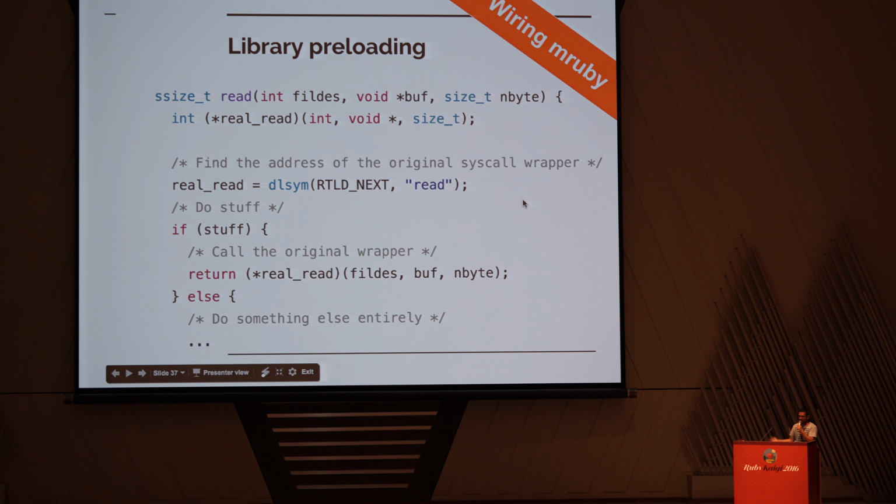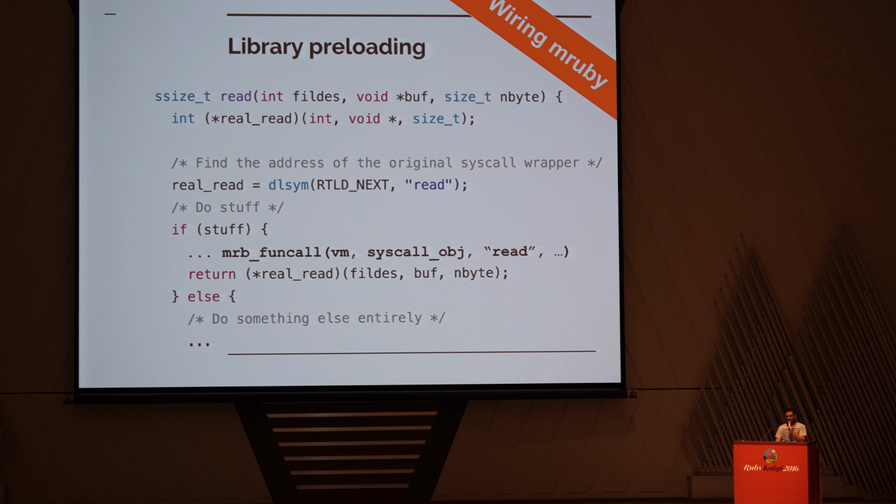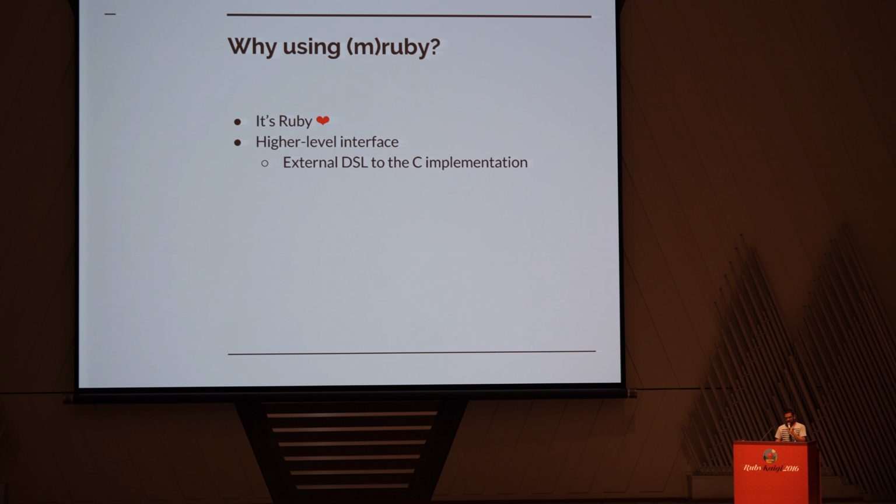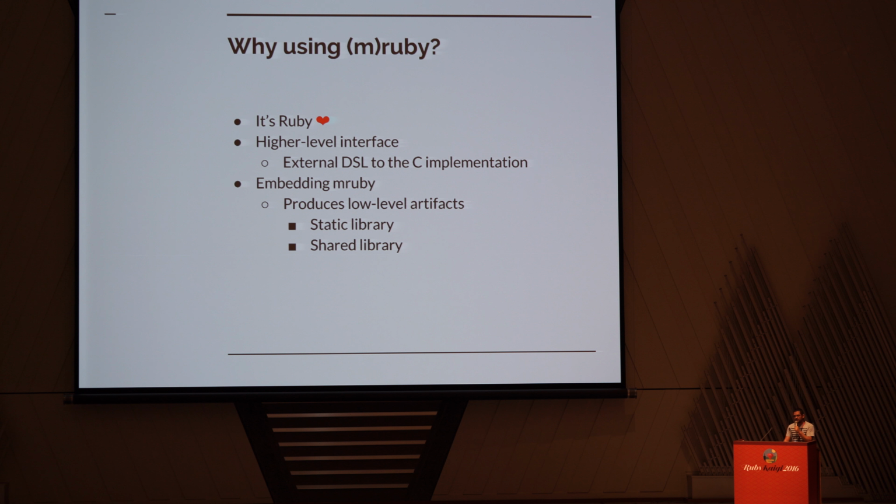So if you remember that slide about the library preloading and dlsym, it's as easy as injecting an mruby function call into the mix and trying to run the Ruby script that is associated with that system call. So embedding mruby is kind of nice, and that's why I think mruby is my preferred implementation of Ruby, because it produces low-level artifacts, and you can link against them. It's producing static libraries. You can even try to modify it a bit to generate shared libraries.